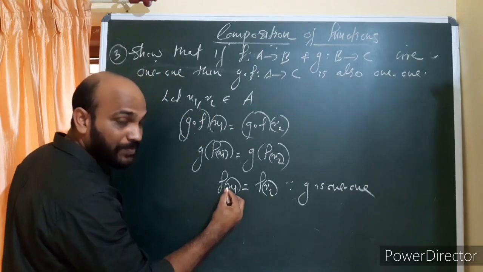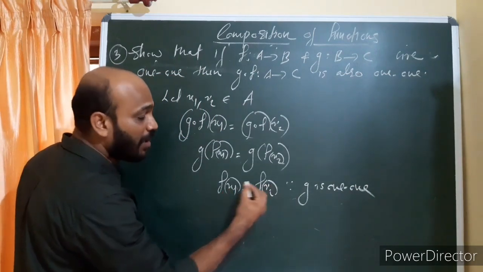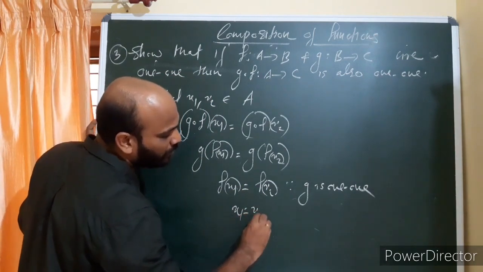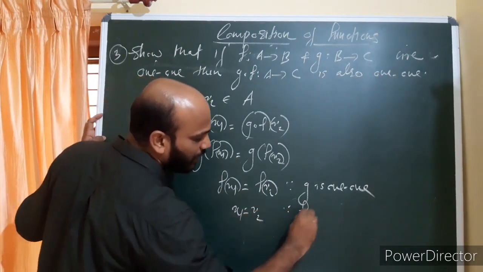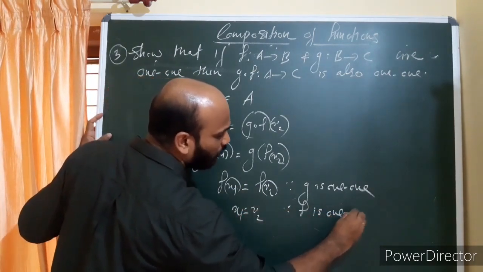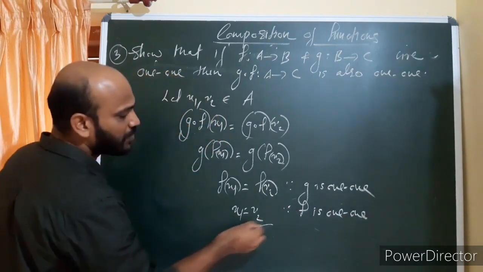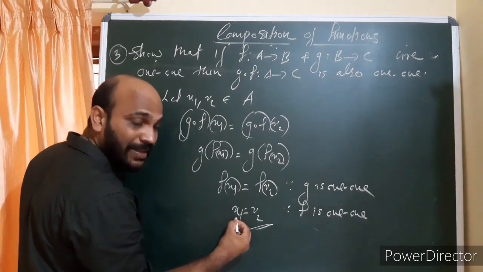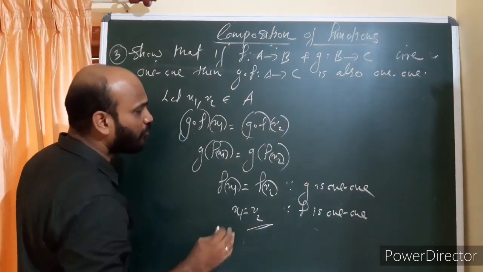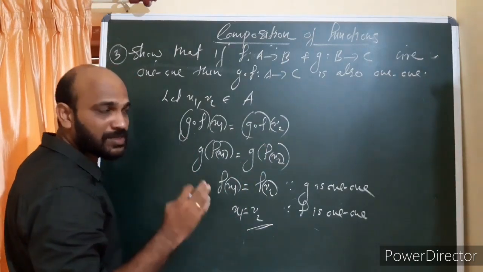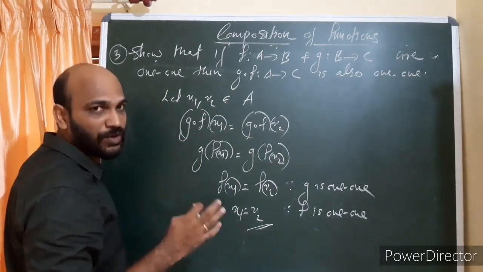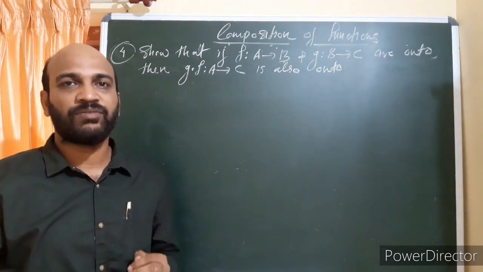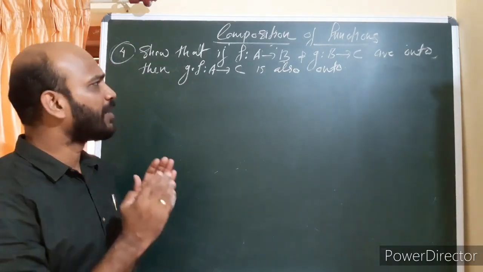Okay. Now since f is 1-1, f of x1 equal to f of x2 implies x1 equal to x2. So g of f of x1 equal to g of f of x2 gives us x1 equal to x2. Therefore, g of f is a 1-1 function if f and g are 1-1. One important result. Okay. Now consider our fourth question. This is also a result.